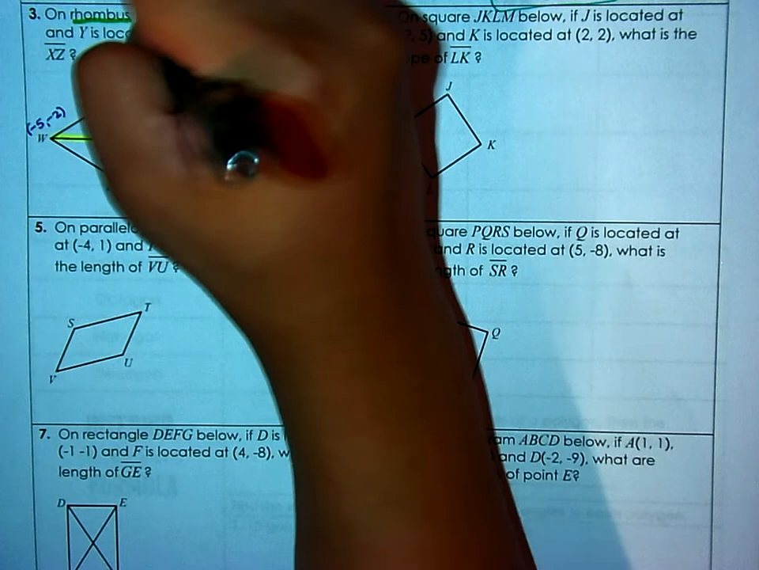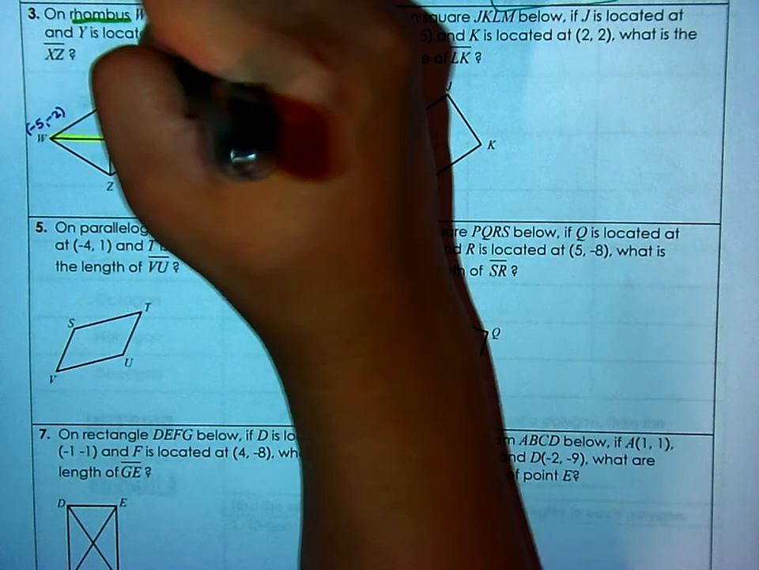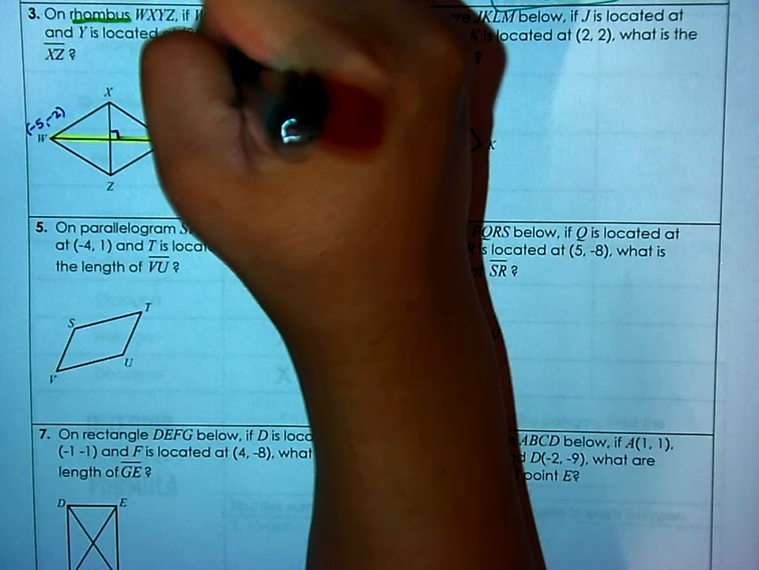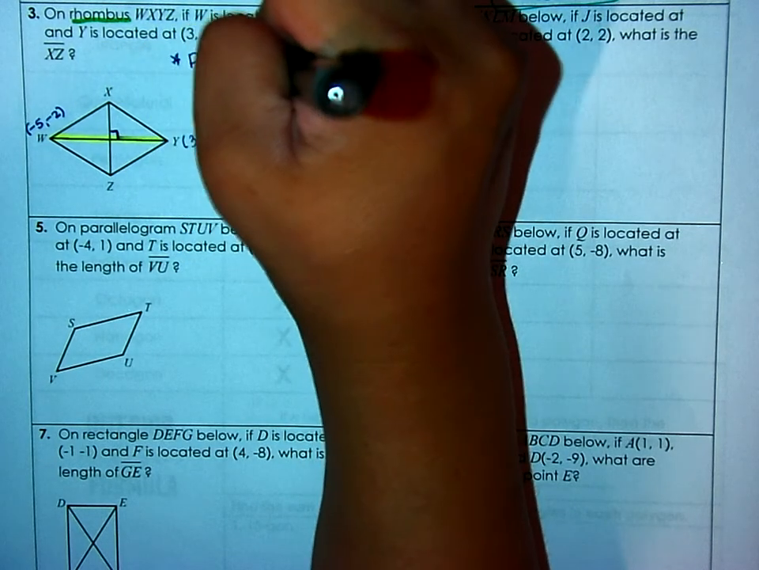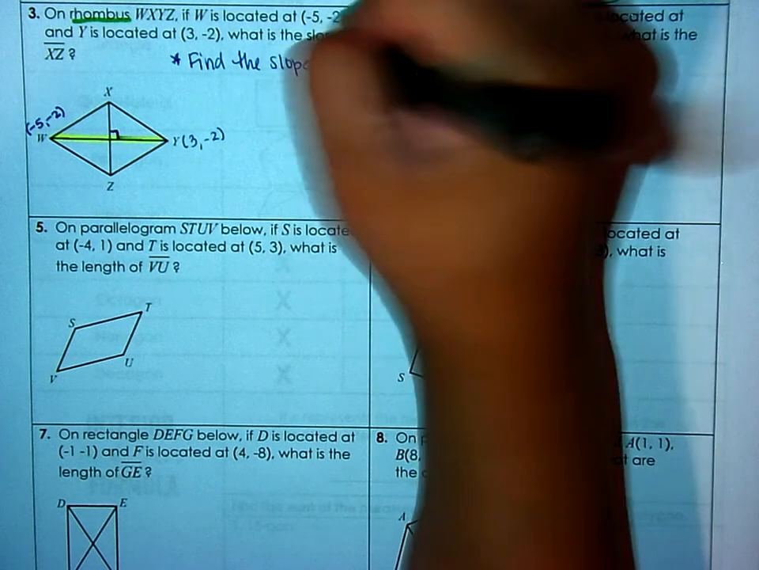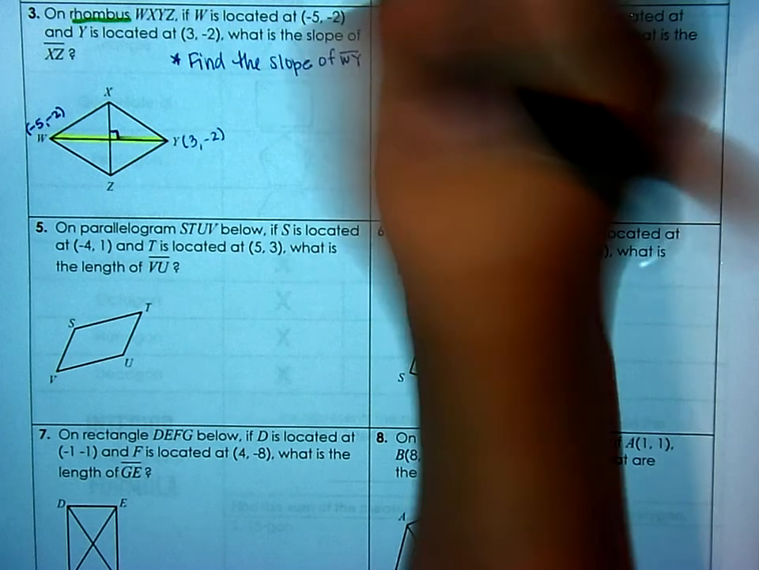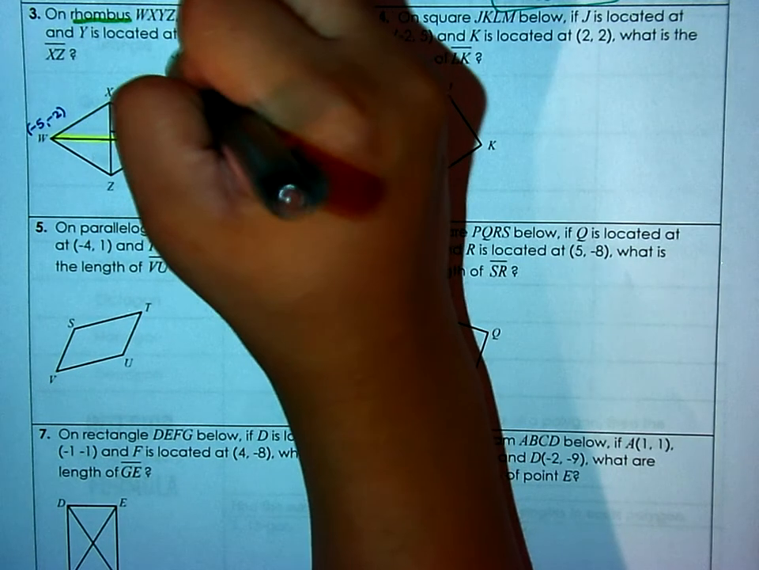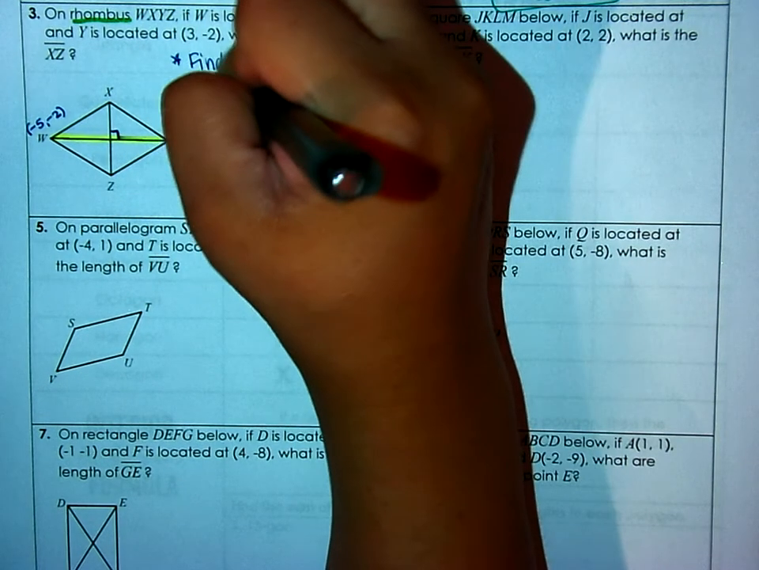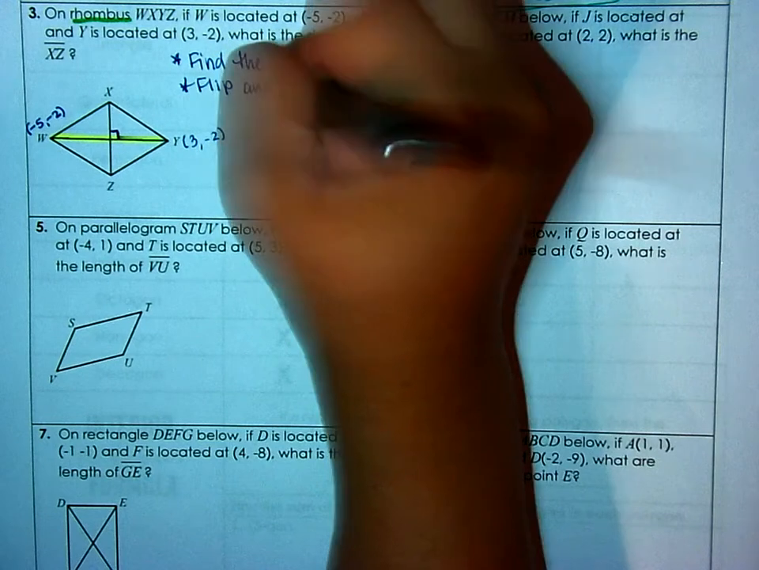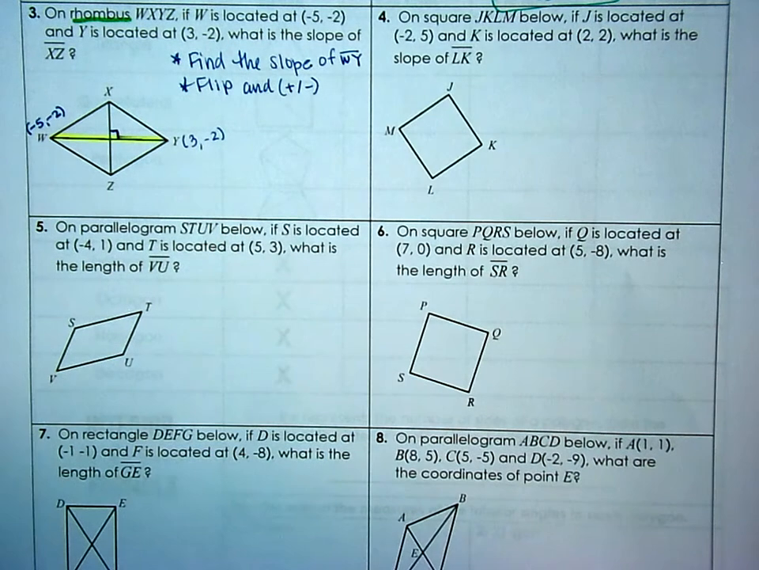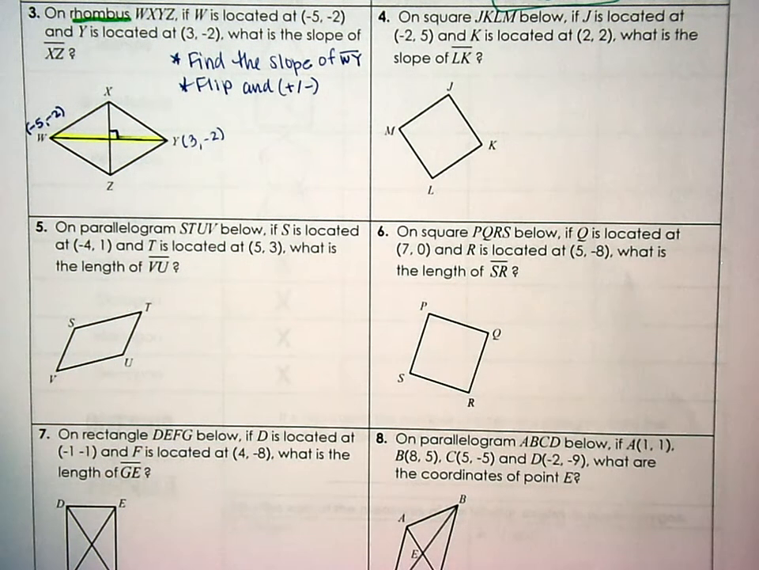So once again, I'm going to write the steps. You're going to find the slope of WY. Then you're going to flip and change sign. Again, if you need to, pause it here so you can go through and try to get the answer.